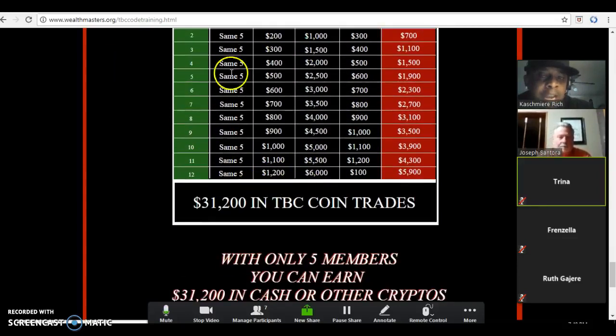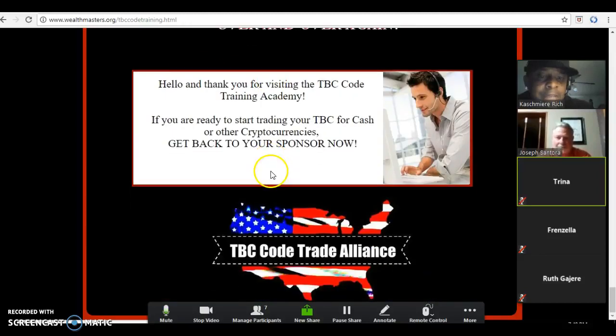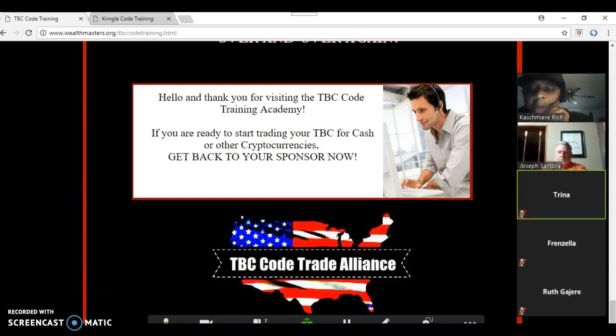Wow. With the same 5. That is amazing, guys. That is amazing. This is why this is so important. This is why people really got to get this, man, because this is going to be the number one trading platform that everyone is working off of because it's so simplistic. There's nothing hard about what it is we're doing here, guys. Any questions about the TBC code?